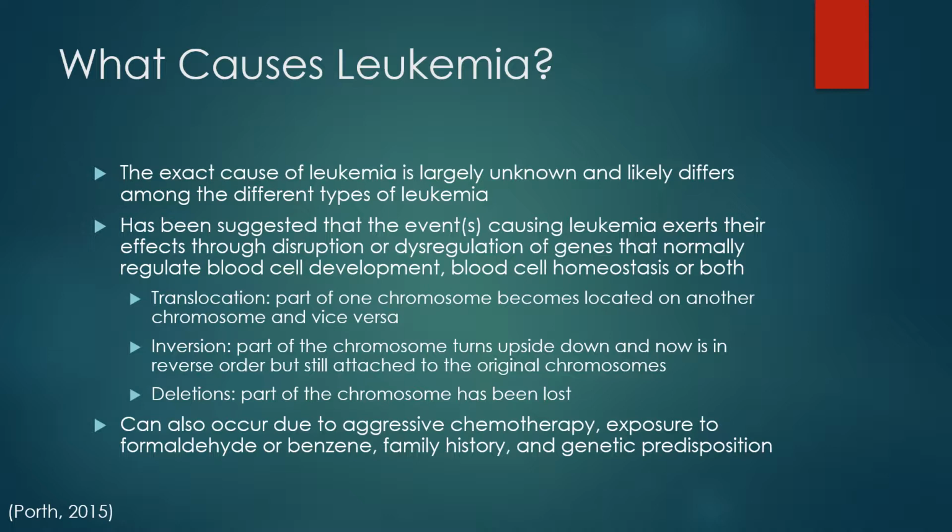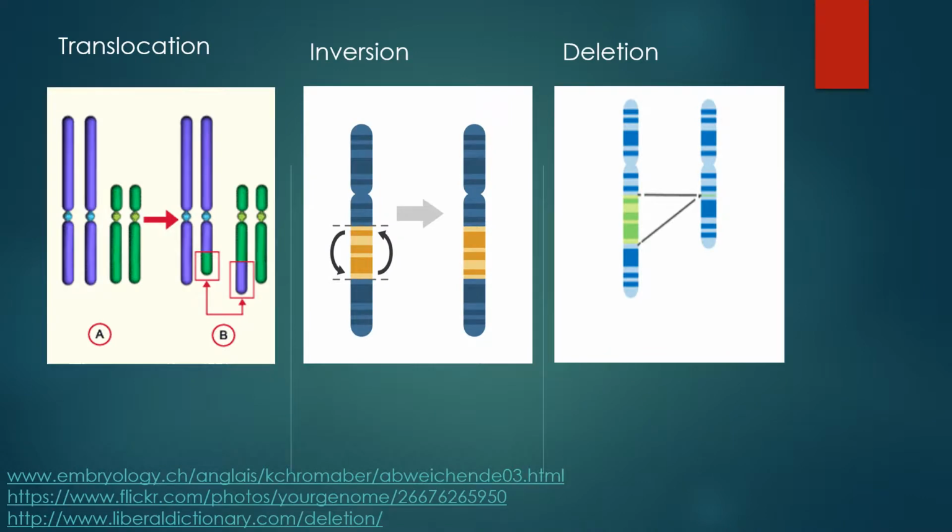You can also get leukemia through aggressive chemotherapy via a prior disease, exposure to formaldehyde or benzene, family history, and genetic predisposition, such as trisomy 21, otherwise known as Down syndrome, neurofibromatosis, or Fanconi anemia. These are just pictures of what each of them looks like if you're a visual learner.